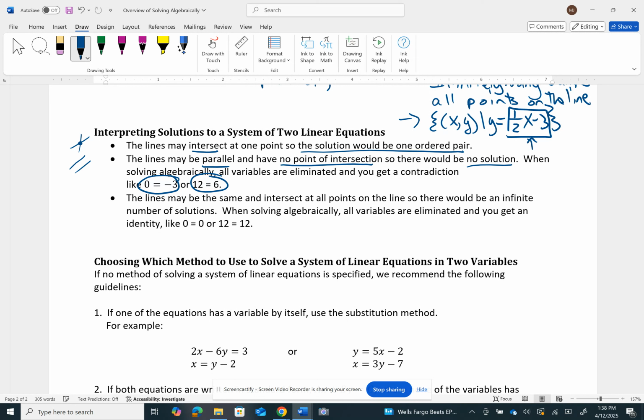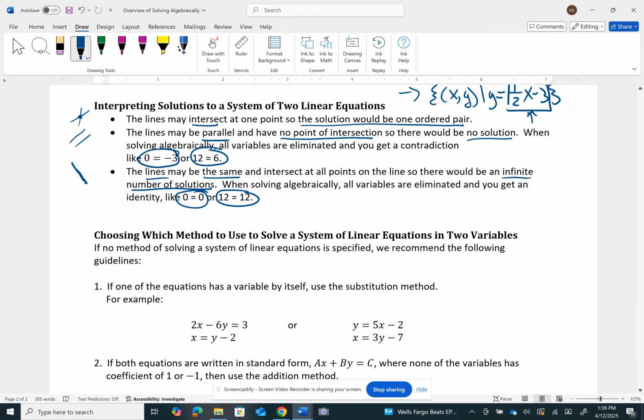The lines were parallel. Now, on the third one, you have maybe two lines, two equations to start with, but they actually are the same line. If you were to graph them, they'd be the same line. So you have infinitely many solutions. So if the lines are the same, then you have infinitely many solutions. And what will happen algebraically is you'll get something like 0 equals 0 or 12 equals 12 if you tried to solve algebraically. Okay.